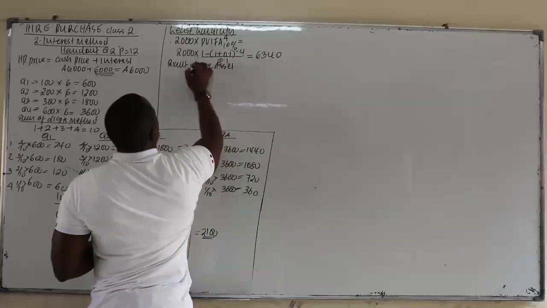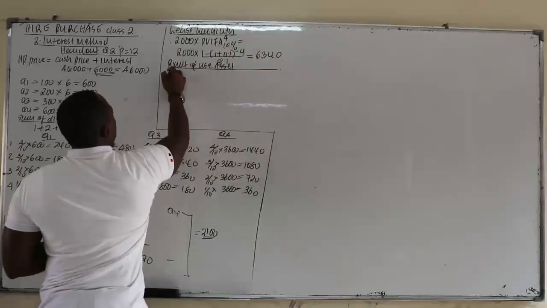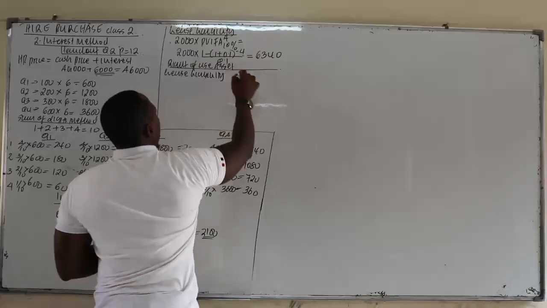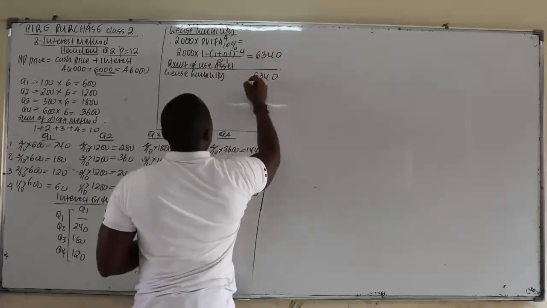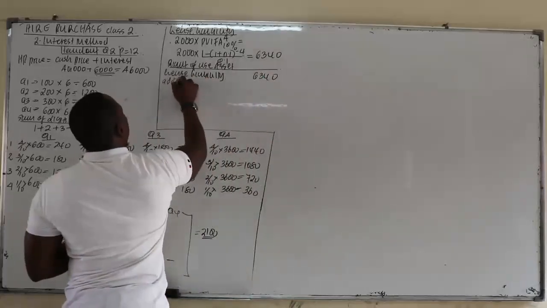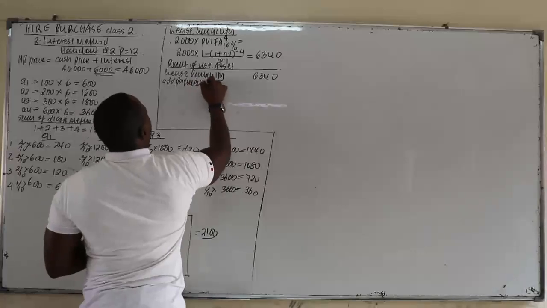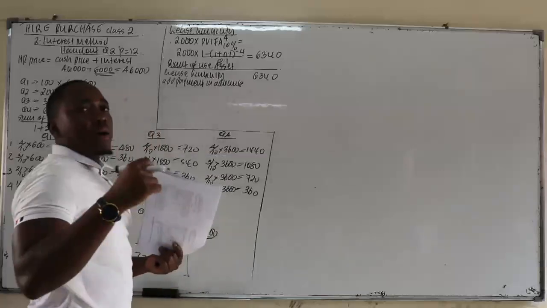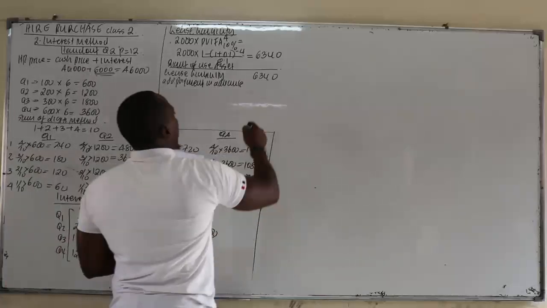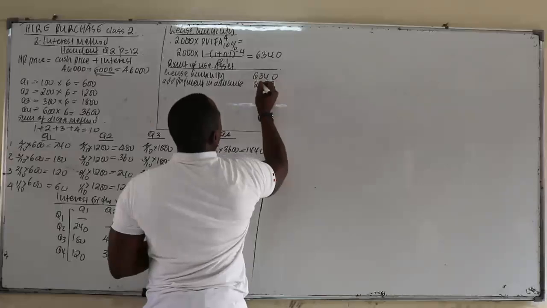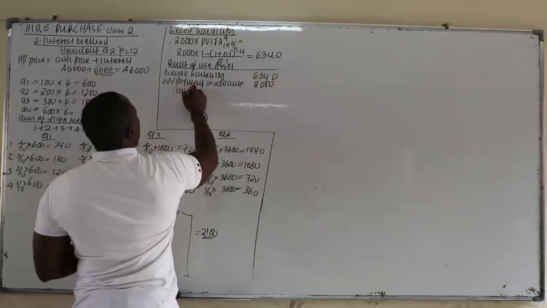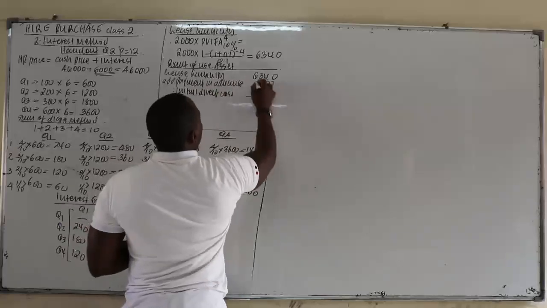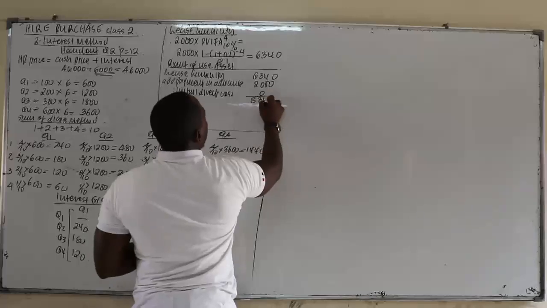Then, now let's determine the right of use asset. For the right of use asset, you take the lease liability, which is 6340. Then we said you add any payment made in advance. In this case, we are paying our lease rentals in advance, of which the lease rental is 2 million. Then you add any initial direct cost, which is 0. So you get a total of 8340.